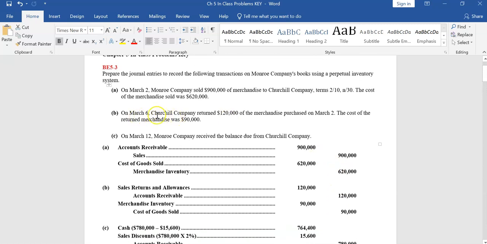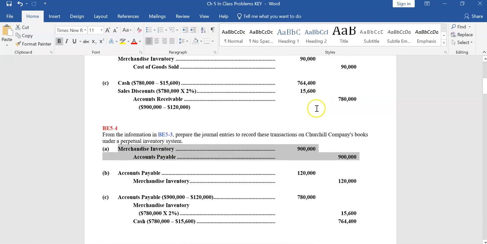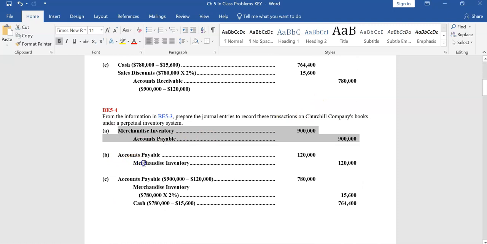On March 6th, when Churchill returned $120,000 of the merchandise they purchased, we need to show that the inventory is no longer owned by Churchill. We returned it, so we need to decrease Churchill's inventory. We credit an asset to decrease, and we no longer owe $120,000, so the liabilities also decreased. To decrease the liabilities, we will debit it.